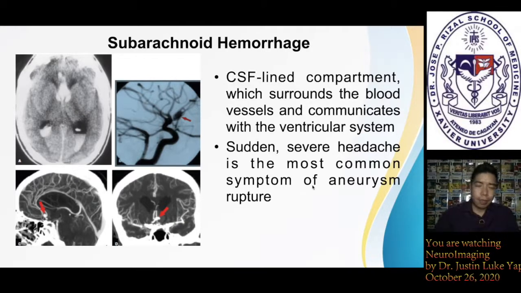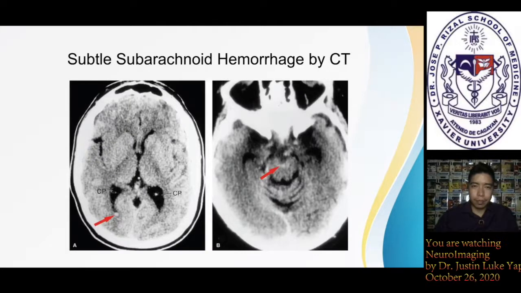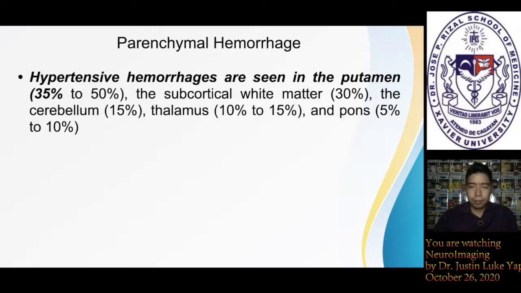We've also already discussed subarachnoid hemorrhage, so I'll skip this one. You can have subtle cases of subarachnoid hemorrhage, and these patients may present with not so painful headache. So here is a very small intraventricular hemorrhage in the right lateral ventricle. Now, in terms of parenchymal hemorrhages, as I mentioned, there are common expected locations. The most common, especially, is the putamen, then followed by the subcortical white matter, cerebellum, thalamus, and the pons.